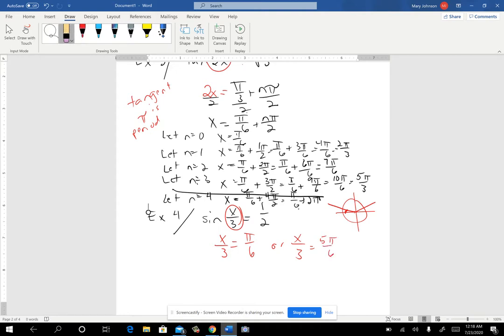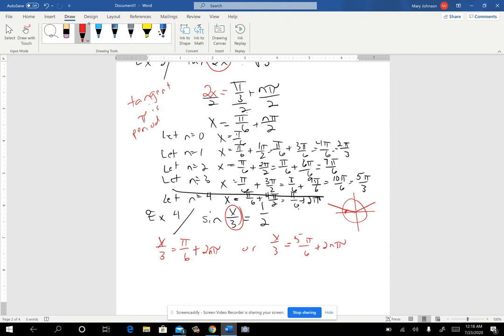Okay, and I need to move that over just a little bit. Let me rewrite that so I have more room. Okay, so x over 3 could equal pi over 6 plus multiples of 2 pi, or x over 3 could equal that spot, which is 5 pi over 6 plus multiples of 2 pi.